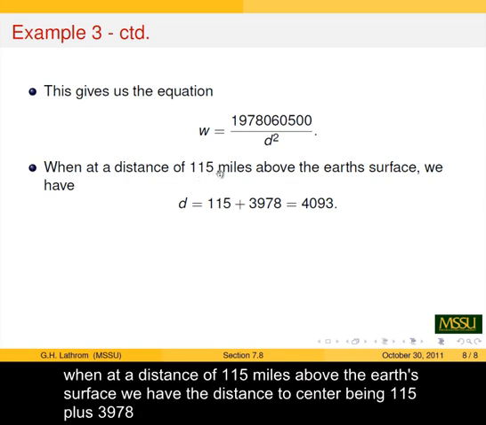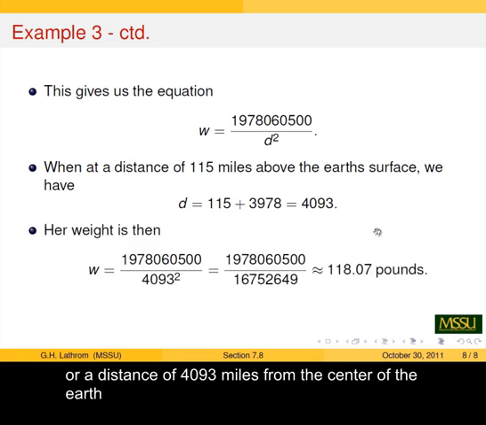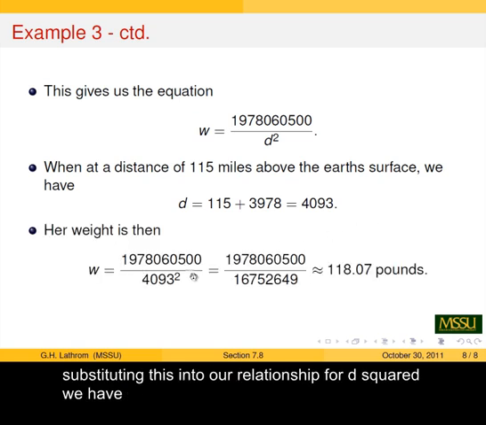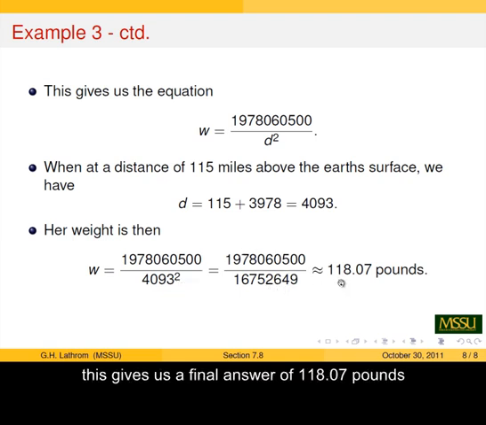When at a distance of 115 miles above the Earth's surface, we have the distance from the center being 115 plus 3,978, or a distance of 4,093 miles from the center of the Earth. Substituting this into our relationship for D, we have W is equal to 197,806,500 divided by 4,093 squared. This gives us an approximate answer of 118.07 pounds.